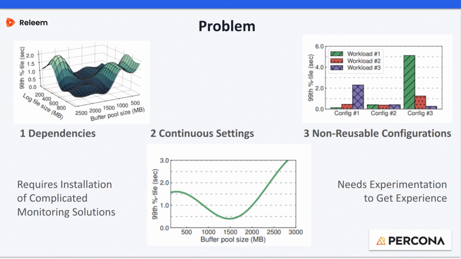Databases continuously add new parameters. Complex monitoring solutions are required. The above problems show how difficult it is to configure databases. This complexity is a major factor contributing to the high total cost of ownership of the database system.